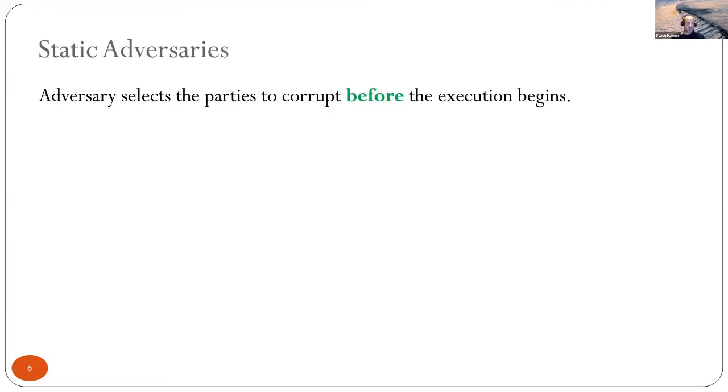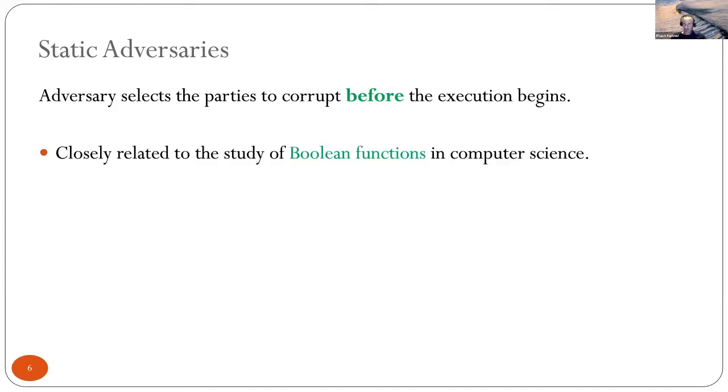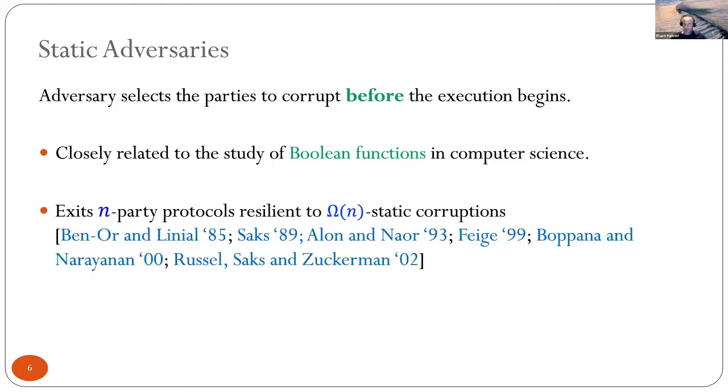Now we have to distinguish whether we consider static adversaries or adaptive adversaries. A static adversary selects the parties to corrupt before the execution begins. The study of static adversaries in full-information coin flipping closely related actually started the study of Boolean functions in computer science, and there are many, many results about such attacks. In particular, it was shown that there exists an n-party protocol that is resilient to a constant fraction of corruptions, say n/2. Static corruption still cannot fully determine the output of the protocol.